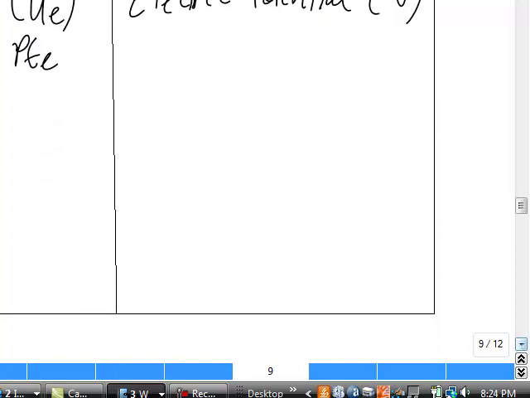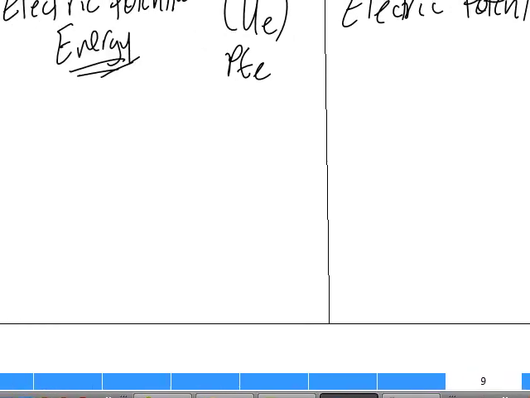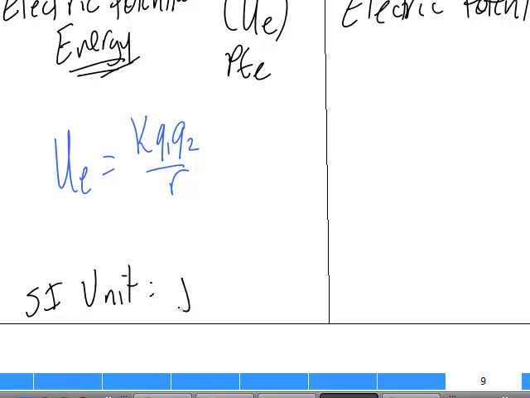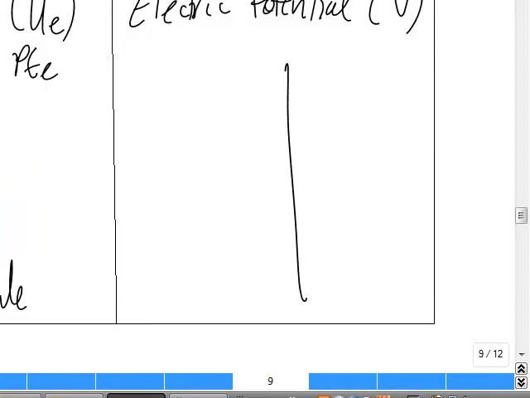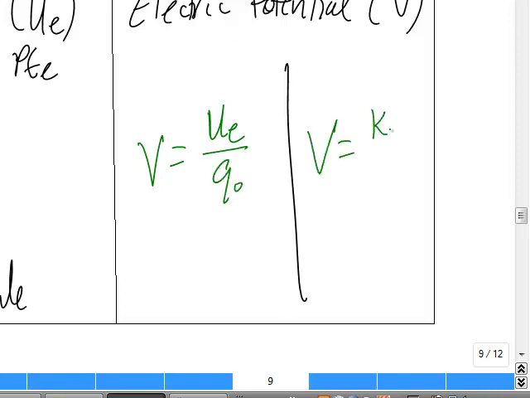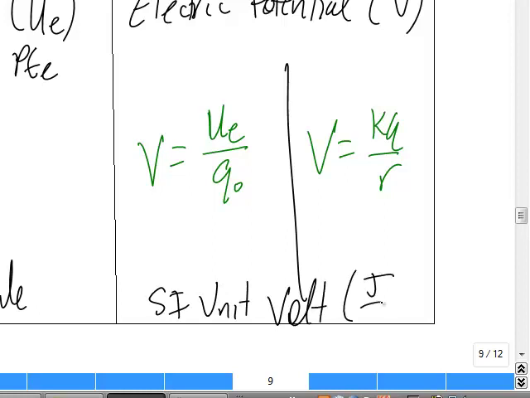Moving on down. For our electric potential energy, K, Q1, Q2 over R. Our SI unit for energy is the joule. Electric potential, V. There's going to be two equations, just like we did before, that I want you to know. V is the potential energy per unit charge. It's also equal to KQ over R. And our SI unit here, of course, is the volt. And the volt, of course, is a joule per Coulomb.